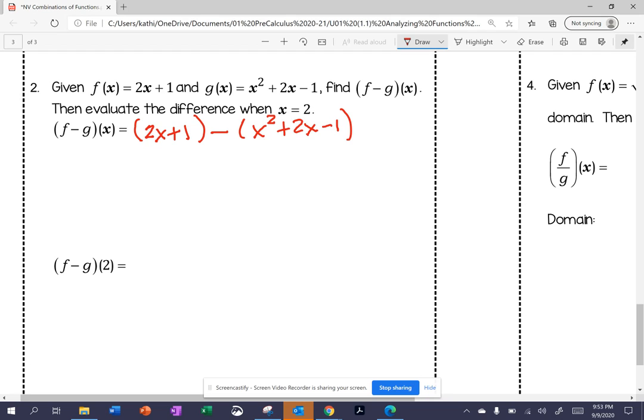So the first thing I need to do is distribute my negative 1 on all the terms inside the parentheses. So I change the signs. So 2x plus 1 minus x squared minus 2x plus 1. Now I'm going to combine like terms, writing in descending order. So I have negative x squared plus 2.